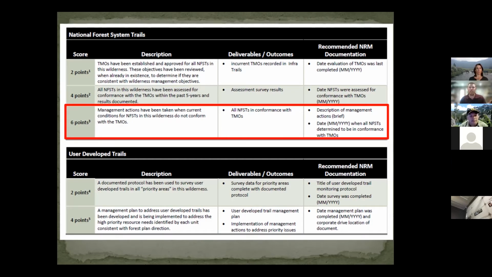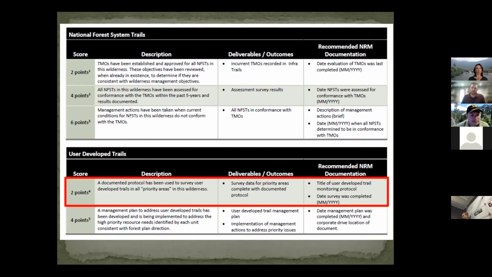That's basically it. If you are actively managing your trails in wilderness based on your TMOs, you can claim this 6-point level. And I think just from a documentation standpoint, a description of those management actions and the date or the year that those management actions were taken would give you the documentation needed for this point. Next slide, and we'll jump to user developed trails.